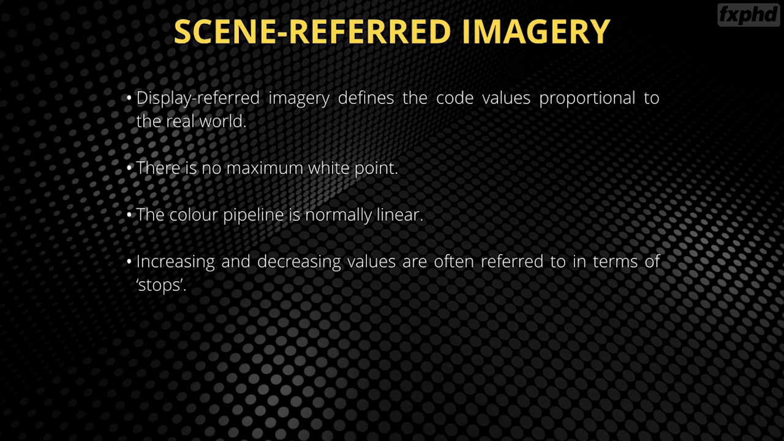And the color pipeline is normally linear, so you're not using gamma in order to organize your information. And increasing or decreasing values are often referred to in terms of stops. So when you're dealing with scene referred imagery, you will talk about upping or downing the image's brightness based on stops, same way that you would discuss it in photographic terms. And it's very specific about that, because often when we're talking to cinematographers, when we're talking to colorists, they understand that if you go up a stop, you double the light. If you go down a stop, you halve the light. So it's a terminology and a reference that we all understand. So that's scene referred imagery.